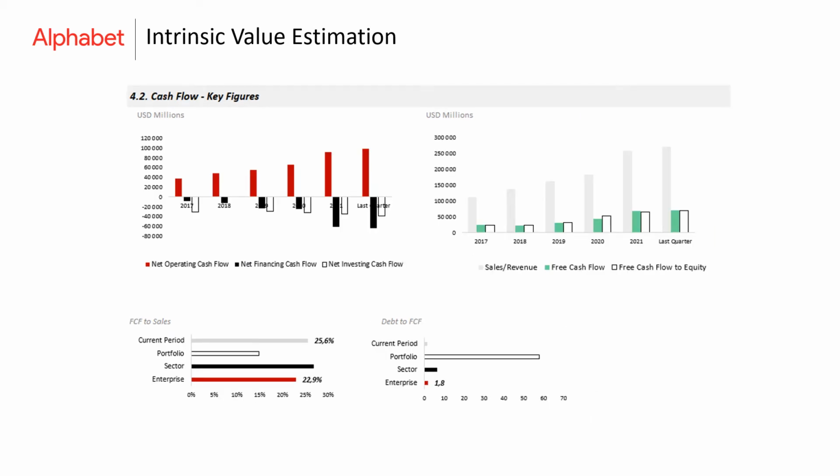In terms of the cash flow, as we can see, the net operating cash flow has been growing since 2017. The same for the free cash flow and the free cash flow to equity. The margin, the free cash flow to sales, is around 23%, a little bit below the sector, higher than my analysis portfolio. And in terms of debt to free cash flow, it's 1.8, below the sector.